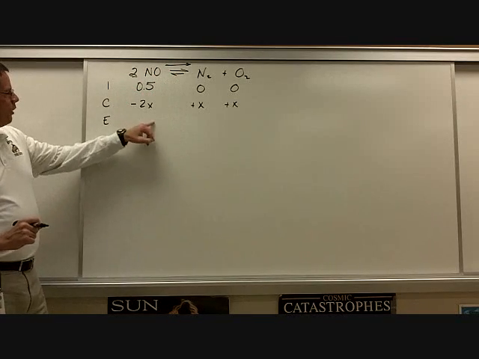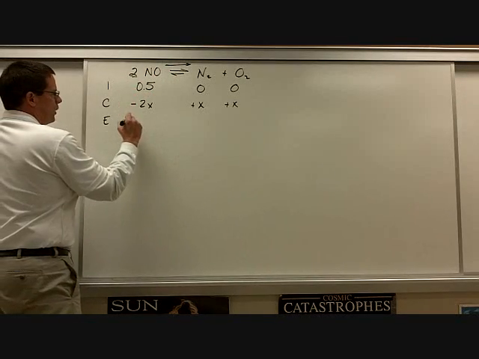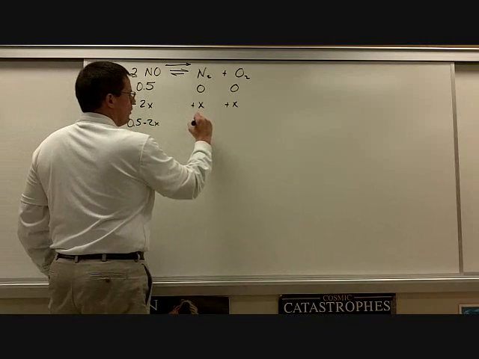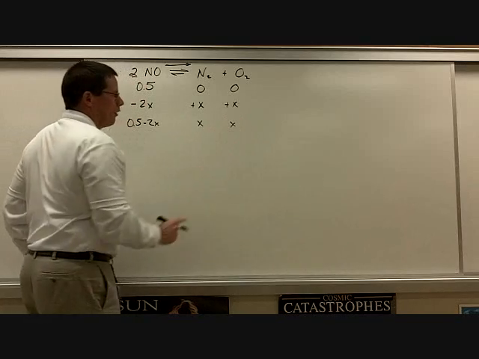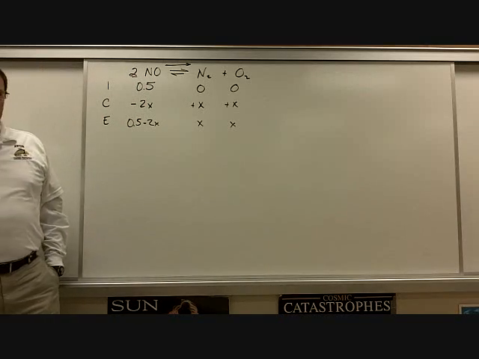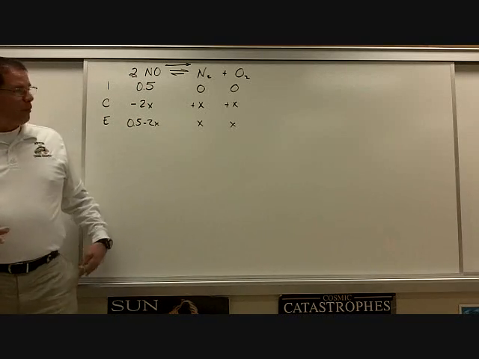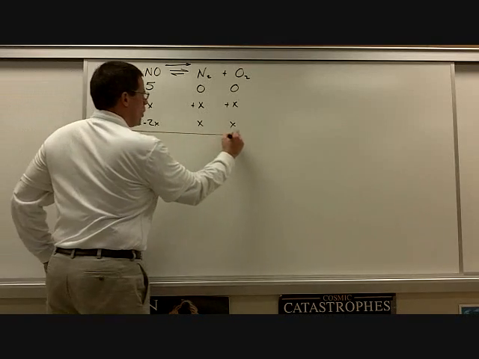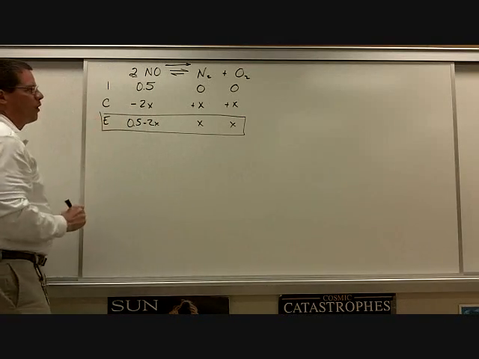All right, and at equilibrium, we'll have a concentration of 0.5 minus 2x, where on this side we'll have x and x. So again, ICE charts are used for organizational purposes. Now, what do we do with all this information? Well, we always want to write our expression first.